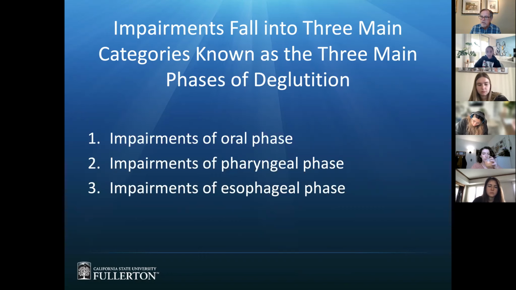For impairments of the esophageal phase, we need to be able to screen them. We need to be able to identify there's something going on with the esophagus, probably, but not to diagnose it. And then once we identify that, we refer that individual to a gastroenterologist. So we certainly need to be able to screen it, but not to diagnose it. So you'll notice that as we go through impairments of the esophageal phase, we're not going to go into so much detail. Oral and pharyngeal phase, more detail, far more detail.